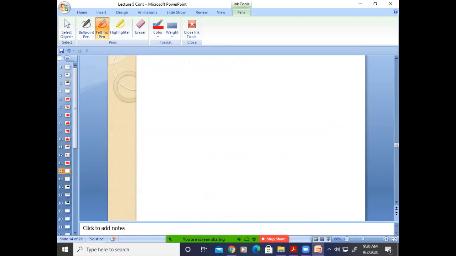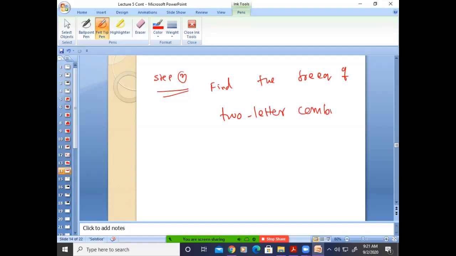Now see, the first step is the frequency. The second step, step 2, will be: now we have to find the frequency of 2-letter combinations, which will be called digrams.